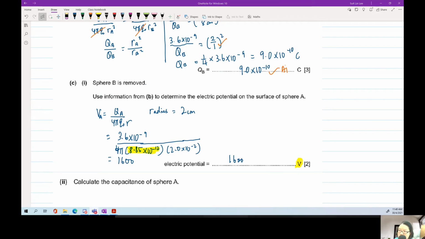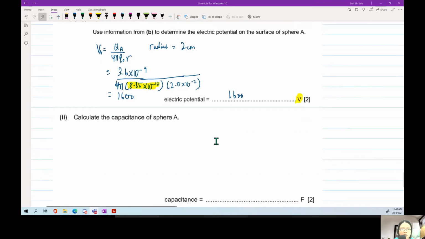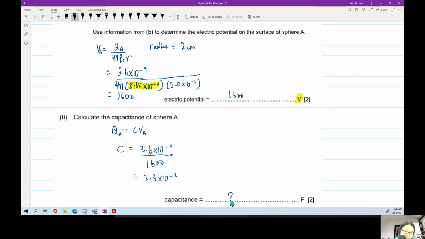Okay, we will soldier on. Calculate the capacitance of sphere A. Chapter 18, yes. Q equals CV. So QA is equal to CVA. Oh, so capacitance will be the charge 3.6 times 10 to the power negative 9 divided by the potential difference. Wow. 2.3 times 10 to the power negative 12 farad.